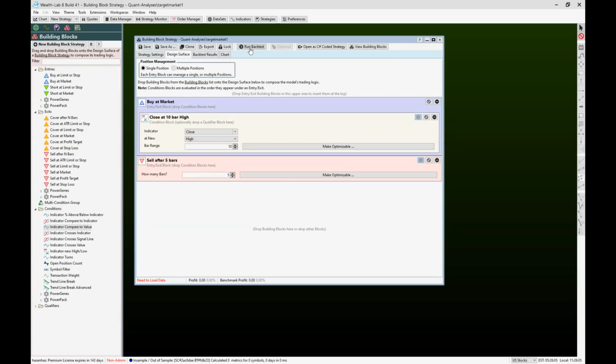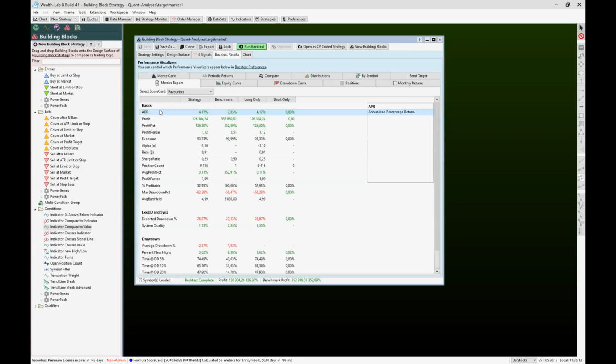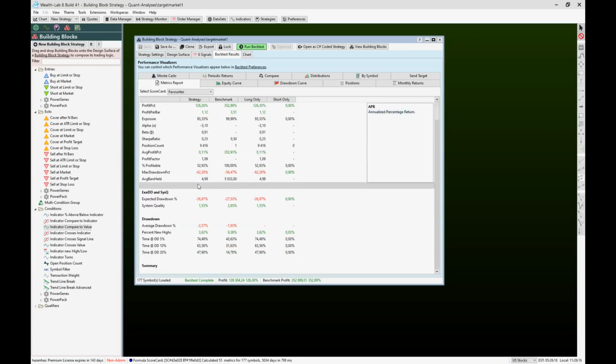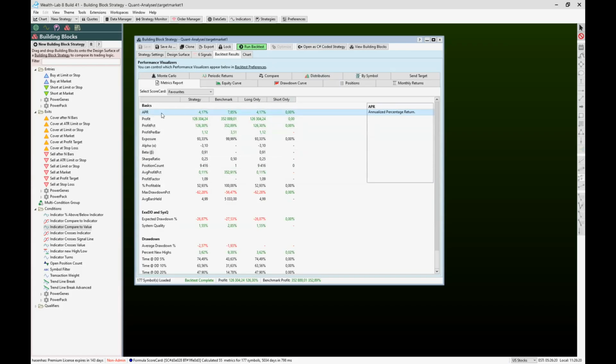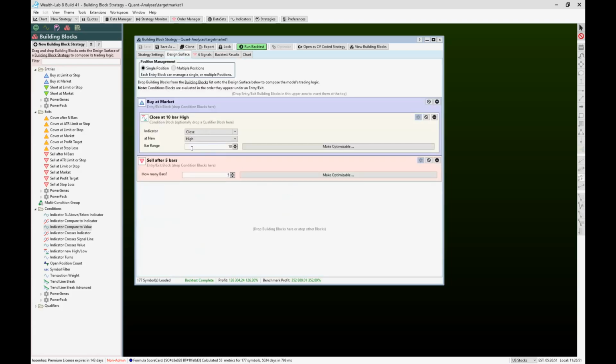So that's all we need for our first backtest, and we are starting it, run backtest. And here are our first results. Of course, you have a lot of key figures here, but let's focus for this test only on the first line, analyzed percentage return. What we have here is 4.17%. Let's notice this. And that's the first simple pro-cyclical approach to our stock market trading, because we are buying if the price makes a new 10-day high. It's a first try, very simple.